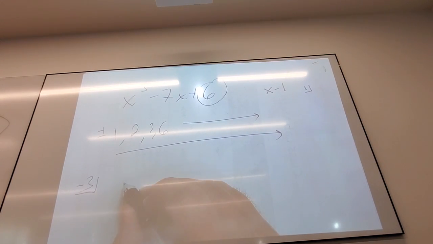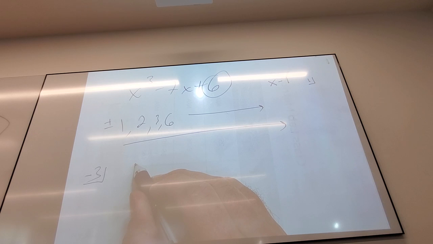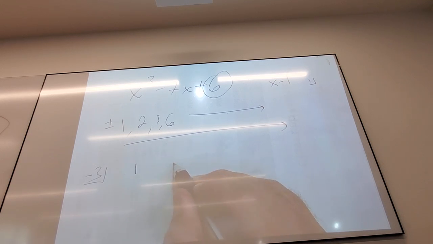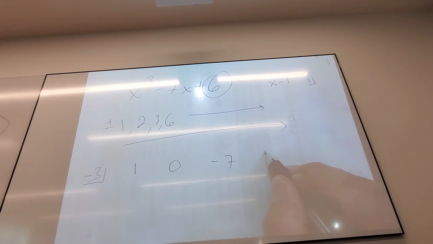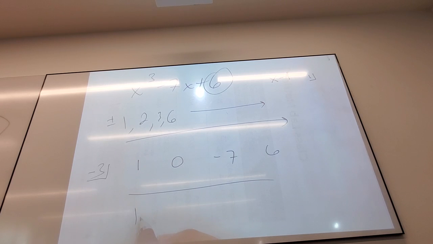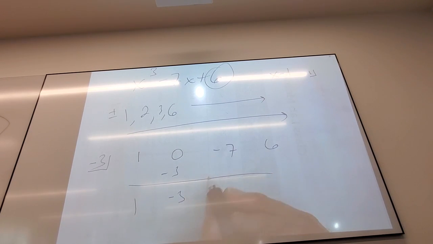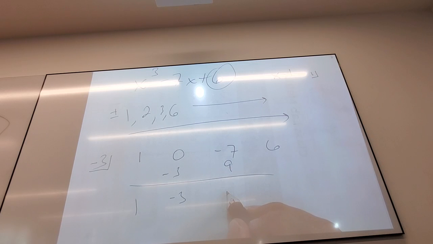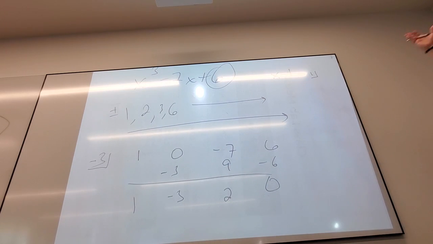All right, so what are you guys putting up here? 1, 0, 0, -7, 6. Good. Bring down the 1. Multiply. Add. Multiply. Add. Multiply. Add. Yay. Yes. Is there ever, in an equation, where multiple numbers work?